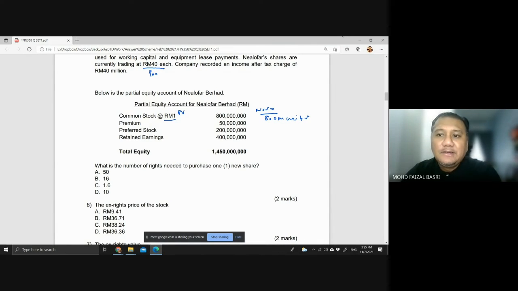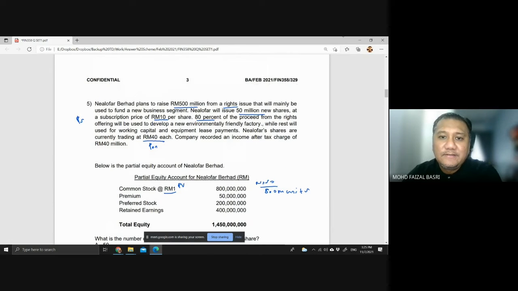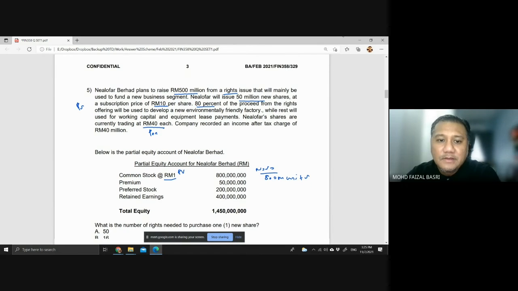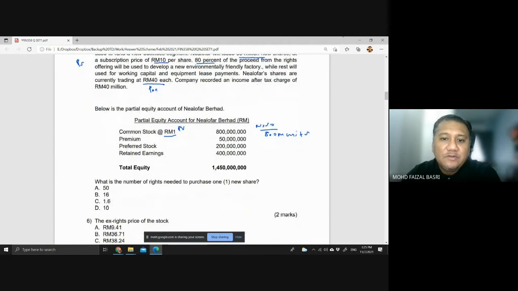Okay, and amount to be raised tadi is 500 million. Okay, so dia akan issue 50 million. Okay, 50 million units, right, sebab satu jual pada harga RM10. So for the first question, what will be the N? Kalau ingat when we said rights required to purchase one, this is your N. Macam mana nak cari N?